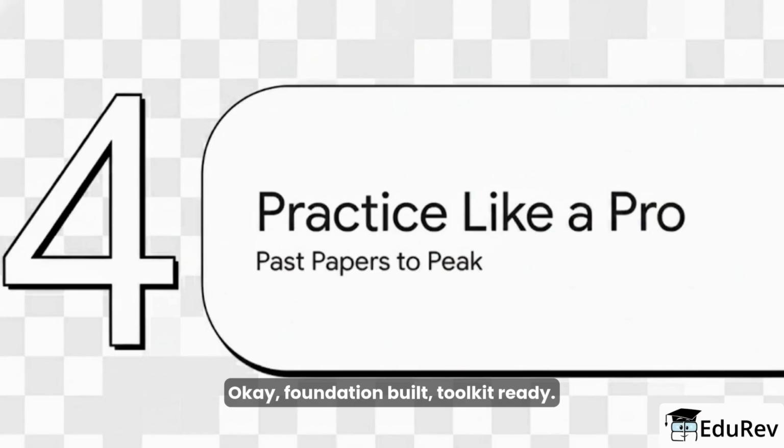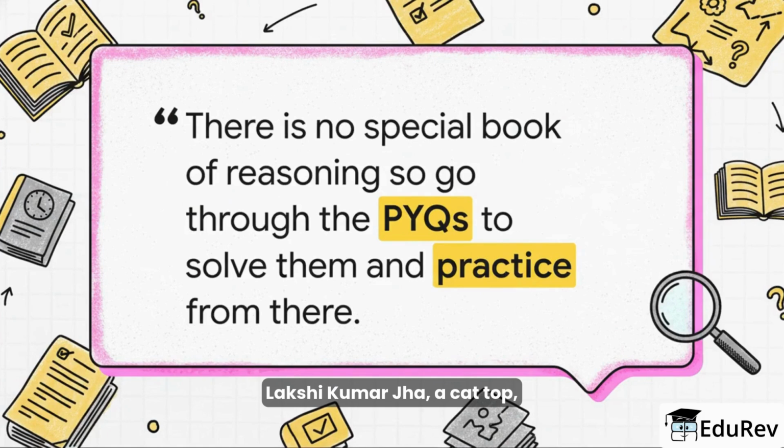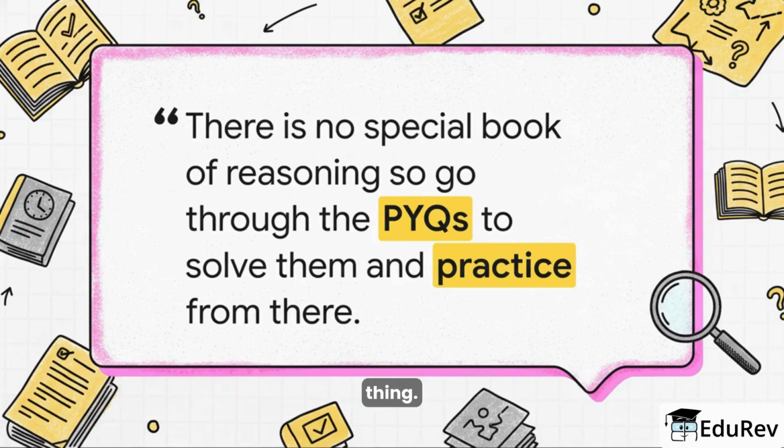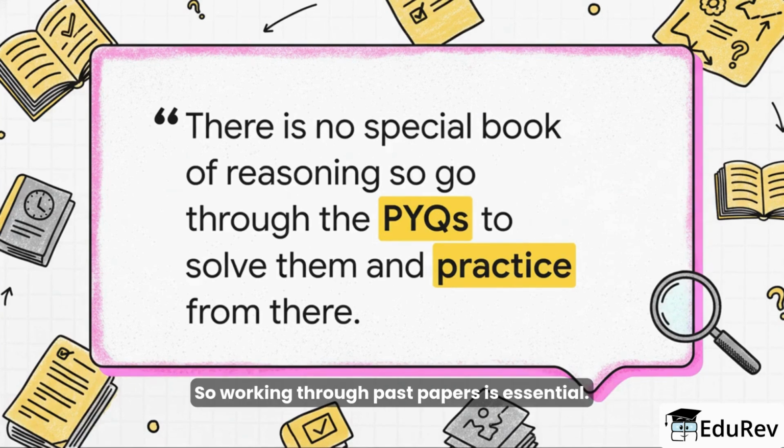Okay, foundation built, toolkit ready. Now we move to the phase where the magic really happens. Practice. This is where you apply everything you've learned and turn all that theory into actual performance. And this point is echoed by the pros. Lakshi Kumar Jha, a CAT topper with a staggering 99.99 percentile, makes it crystal clear. Your single best resource is the collection of previous year questions, or PYQs. They are the closest you can possibly get to the real thing. So working through past papers is essential.